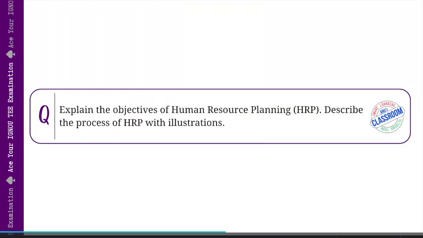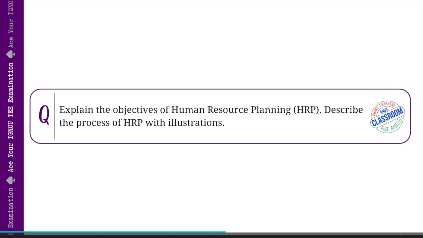Explain the objectives of human resource planning or HRP. In short, describe the process of HRP with illustrations. Okay. So, what is human resource planning? It is the process of making sure that the right people are in the right jobs at the right time. So, the main objective of HRP is quite simple: align your workforce with your company's goals. Now, this is a recurring theme. I'm sure that you must be noticing.